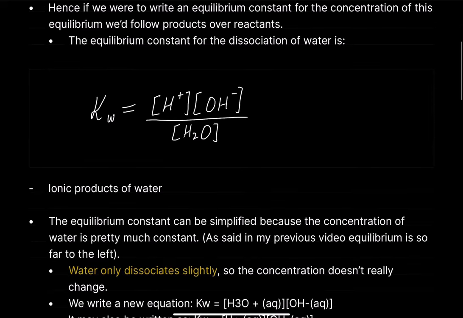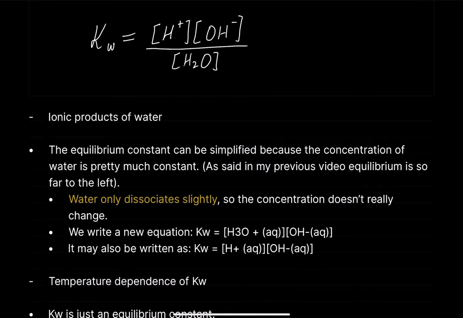Now the ionic product of water, the equilibrium constant can be simplified because, as I said before, the concentration of water is pretty much constant. As I said in the previous video, equilibrium is so far shifted to the left. Water only dissociates slightly, and that's the big concept that you need to understand in this topic, that water's unlikelihood of dissociation is useful to us when making calculations using Kw, and it allows us to form a Kw equation. Therefore it allows us to work out the H plus concentration and OH minus concentration by forming an equation.